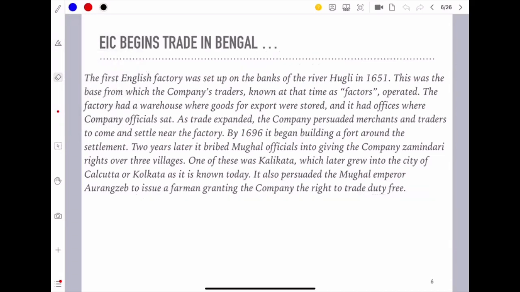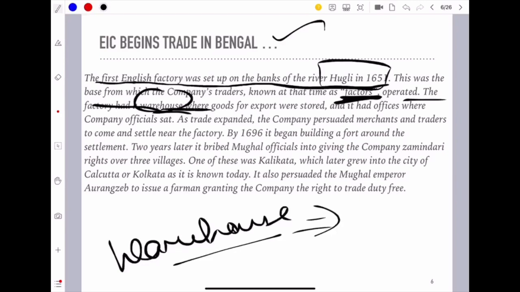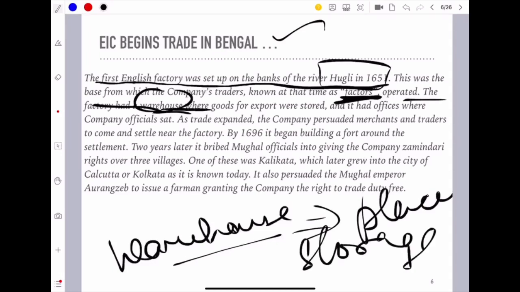All right? The first English factory that was set up. I told you, right? When they began their trade in Bengal, they set up a factory on the banks of the River Hooghly in 1651. This was the base from where the company's traders, known at that time as factors, operated. The factory had a warehouse. What do we mean by a warehouse? A warehouse is a place or a factory for storage of goods.